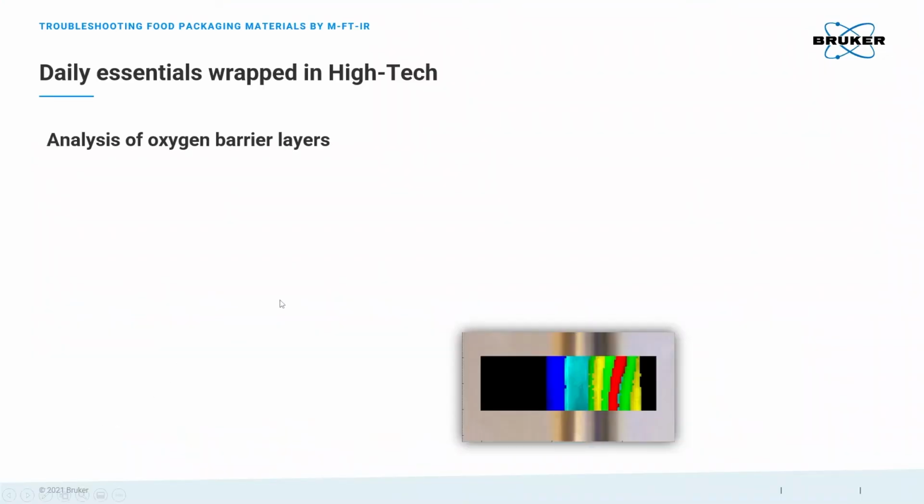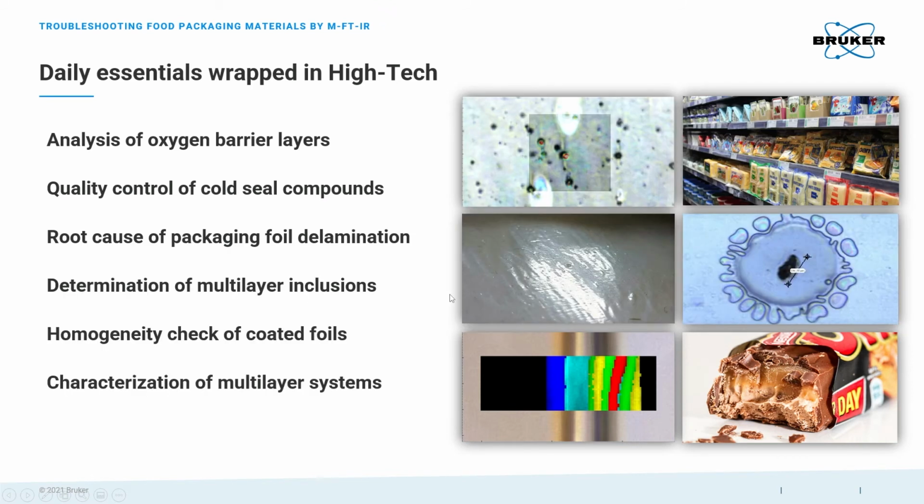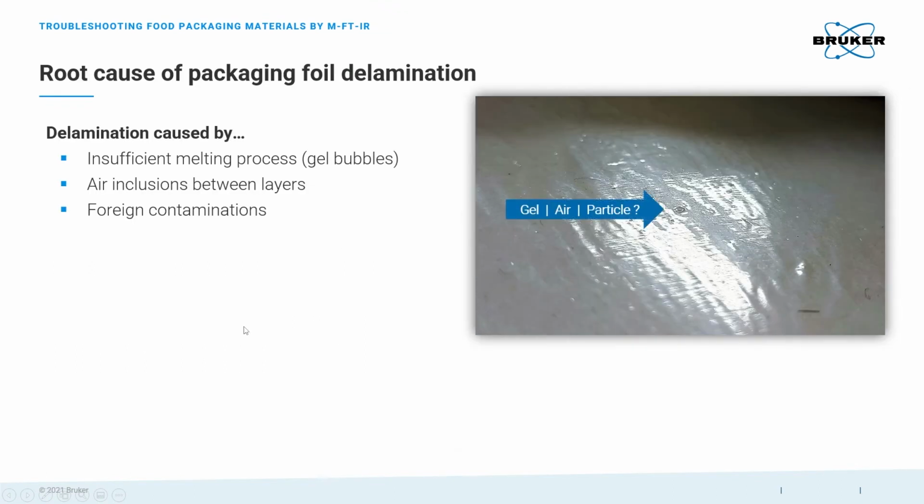So further examples for food packaging material characterization and troubleshooting would be, for example, analysis of oxygen barrier layers and quality control of cold seal compounds. These are exactly the examples I've shown you before, but also root cause of packaging foil delamination, determination of multilayer inclusions, homogeneity check of coated foils, and also the characterization of multilayer systems itself. So start with the root cause of packaging foil delamination.